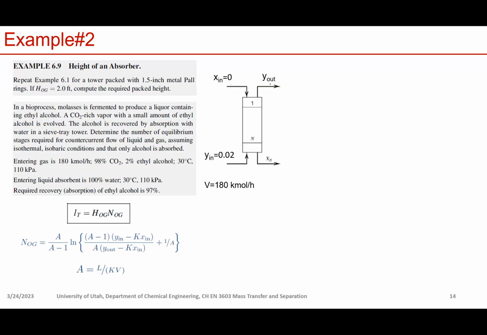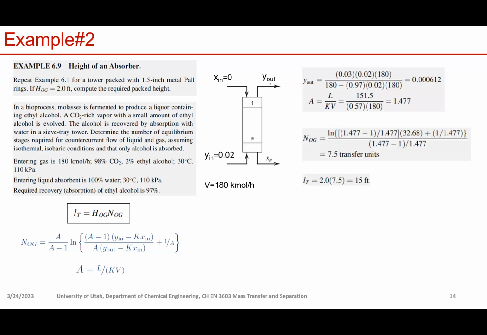In the previous example, the way we found the liquid flow rate is, first, we find the minimum liquid flow rate by finding the operating line and the equilibrium line. Then you assume, hey, I'm going to operate this absorption tower at 50% more than the minimum flow rate. Then you have a liquid flow rate, then you have A, then you can compute NT. This is what we can do here.